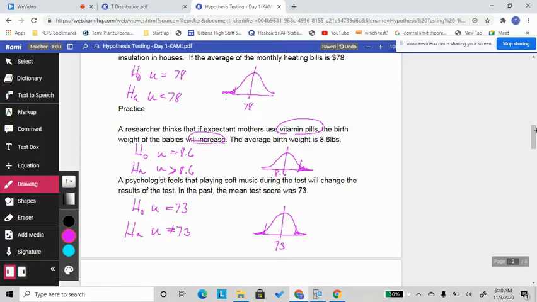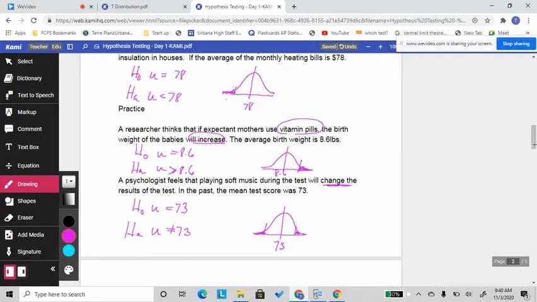This one, we're not really sure, but we're going to try playing soft music during a test and see if it changes the results. In the past, the test score was 73. We're just going to see if it changes it. Maybe it lowers it, but the key on this one is change. We don't have a direction, so we just say not equal to and shade both areas. Okay, so that's step 1 and 2 in hypothesis testing.